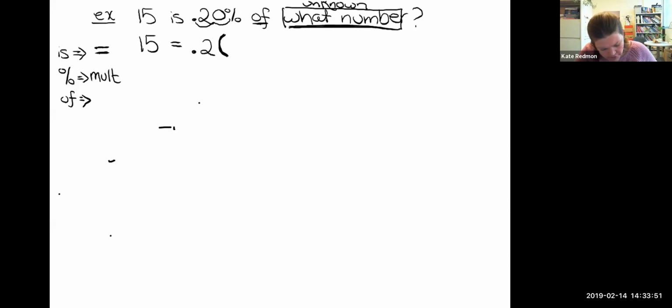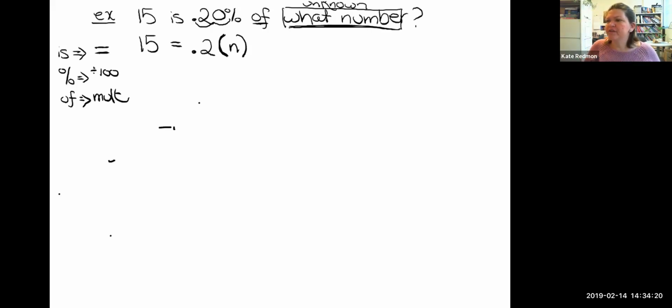So, oh, sorry, I messed something up in my notes along the side, if you were paying attention. Percent means divide by 100, and "of" means multiply. Okay, so anyway, I have an unknown. So I'm going to use a letter for an unknown. No, I do not care what letter you use. You could use W for what number. You could use N for number. I don't care.